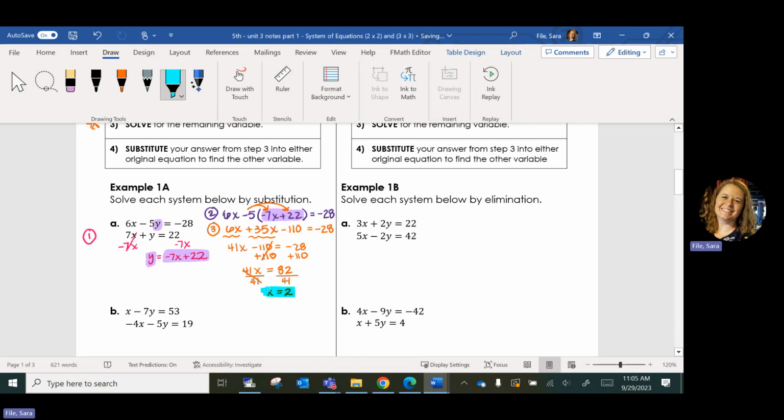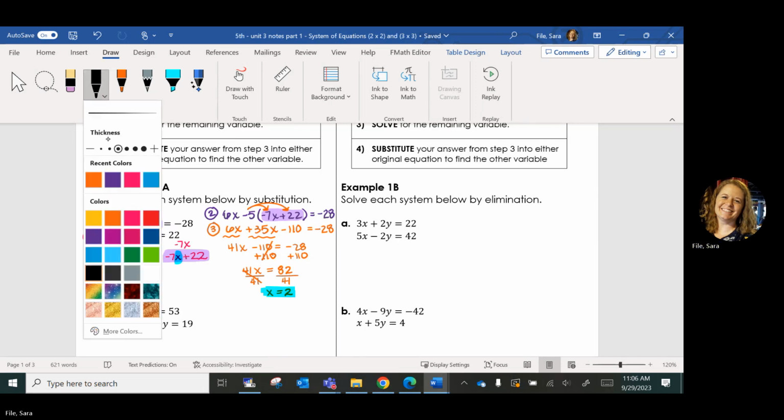So I can replace x with 2 in either this equation or this equation, or in step 1, didn't I already solve for y? I got this in y equals, didn't I? So I could just replace the x there, and it's already set up to equal y. So that's actually what I'm going to choose to do. You can do it in the originals, but in this case, I've already solved for y, so I'm going to choose to plug it in there.